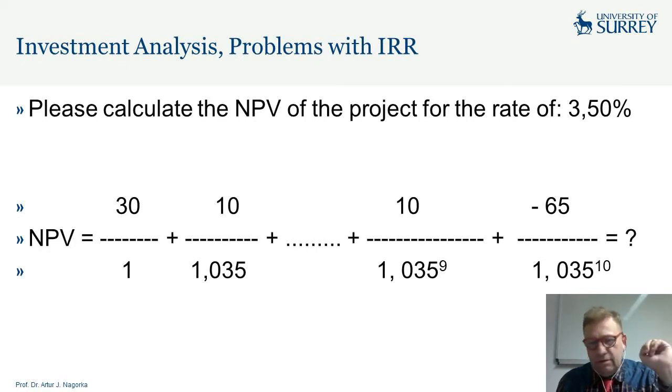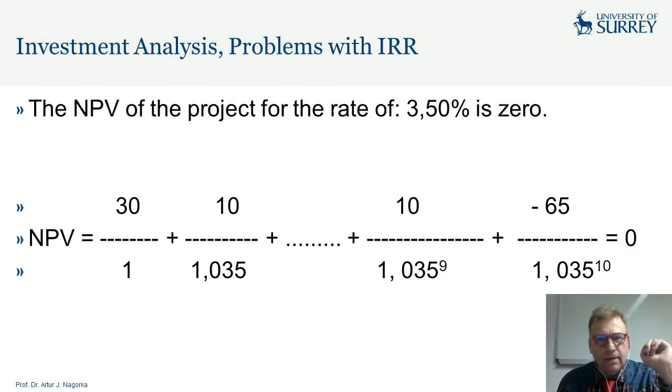And we come to the conclusion that net present value of this particular project, please bear in mind it should be minus 30 at the beginning, is 3.50%. Is 0, yeah? The net present value of this at the rate 3.5 is 0.